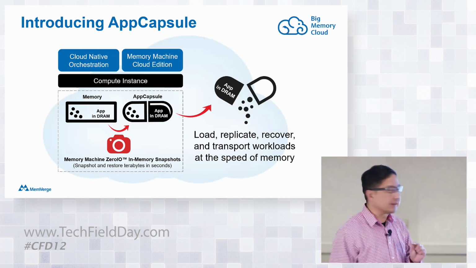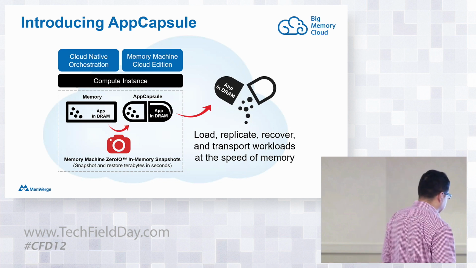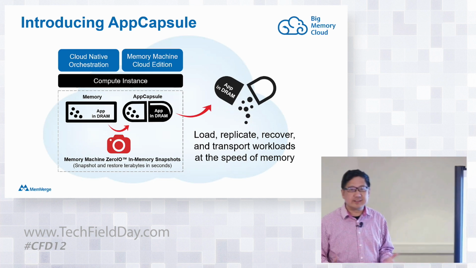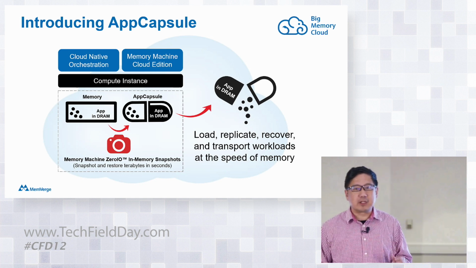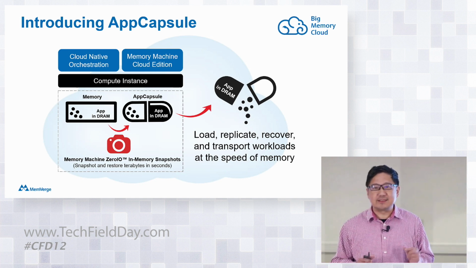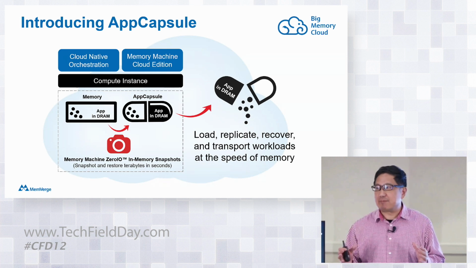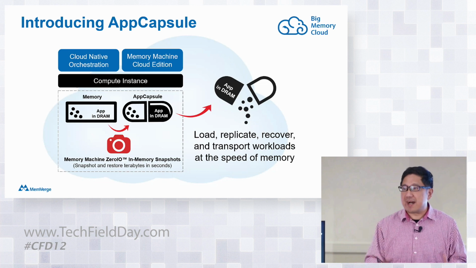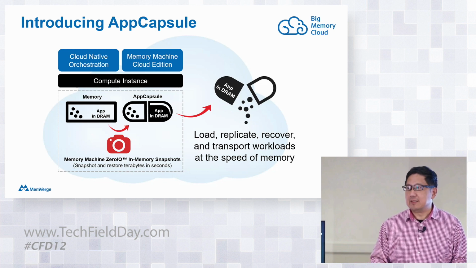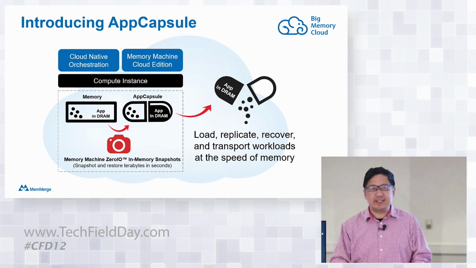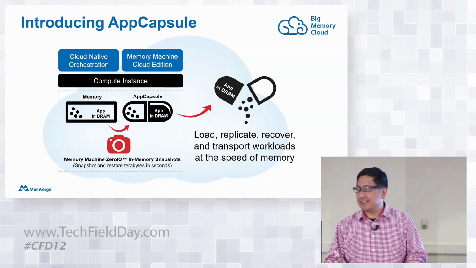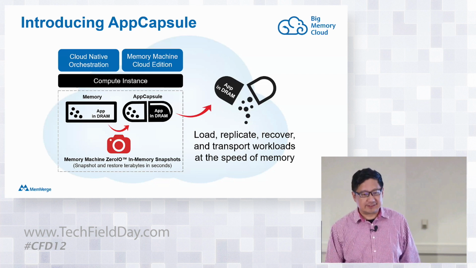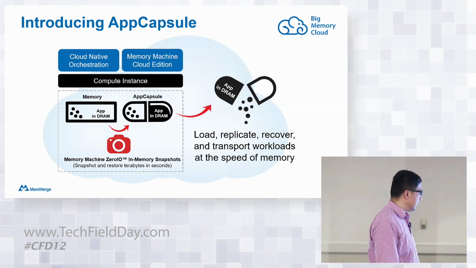So this is a crux of the big memory cloud technology that we are announcing today. The keyword or key concept here is something we call app capsule. And this is the encapsulation of this application by using our big memory software technology combined with container orchestration so that this application can be easily suspended, recovered, transported, replicated from instance to instances across multi-cloud.